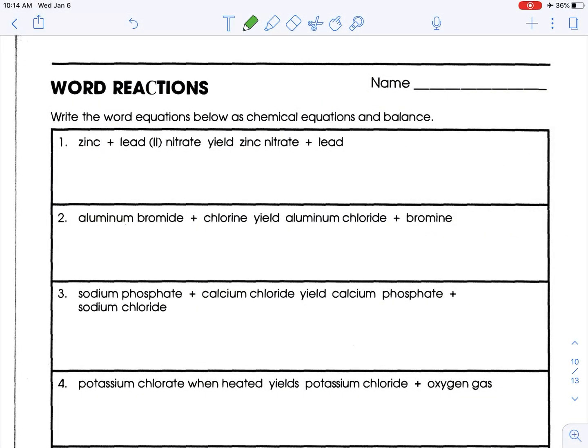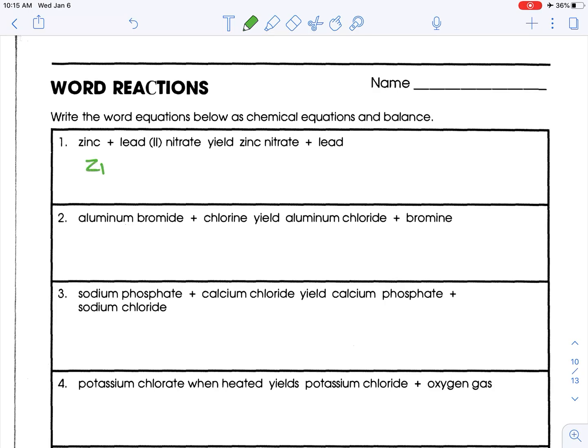Okay, today we're talking about word reactions. So this time, the first thing we have to do is first write formulas, and then we can balance using coefficients. So you're going to need your reference tables, the periodic table, and here we go.